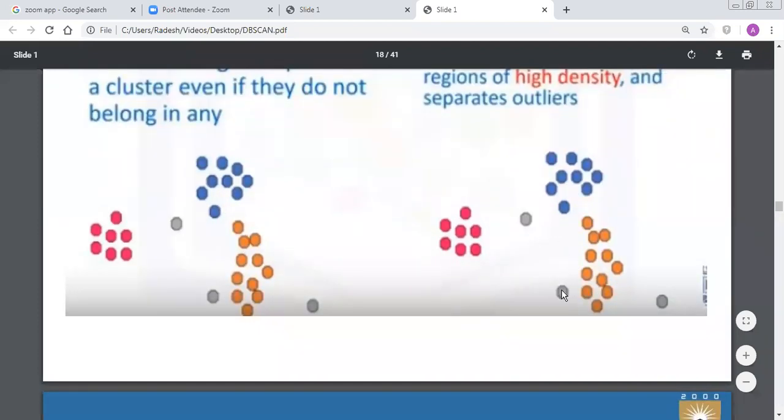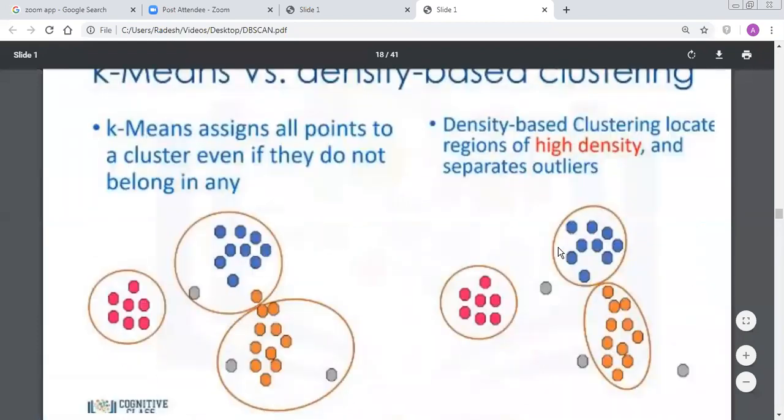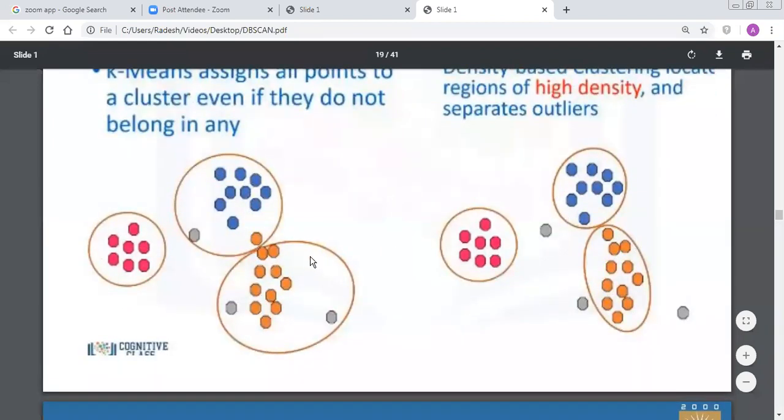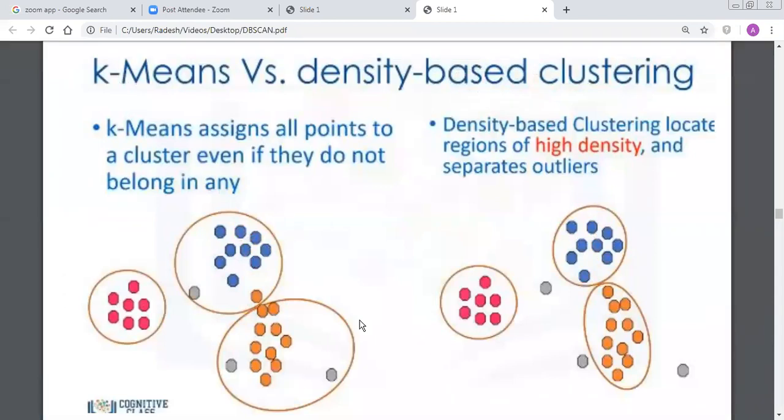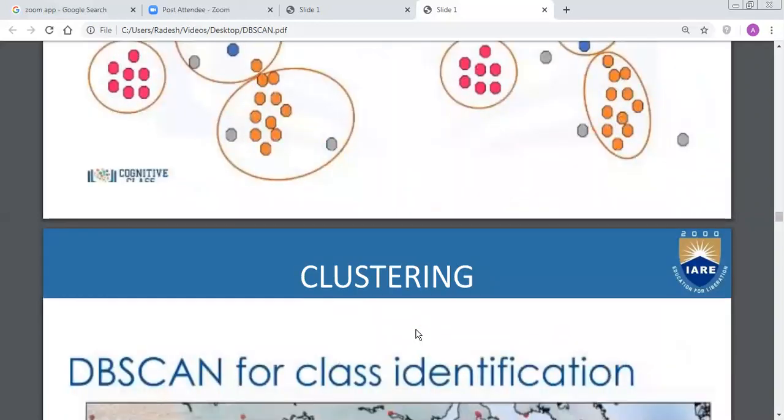And on the right side, you see density based clustering locates regions of high density and separates outliers. On the right side also we could see the same gray color, where the density based technique will not make these gray dots a part of any of the clusters. When you implement the k-means technique, the gray points become part of one of the clusters. But by implementing the density based clustering technique, they are left as noise or outliers, because density based clustering does not make them part of any cluster.